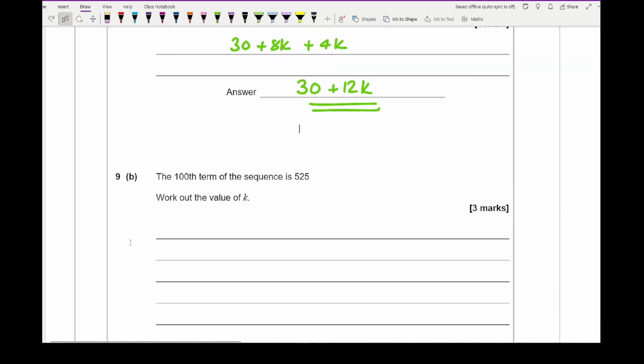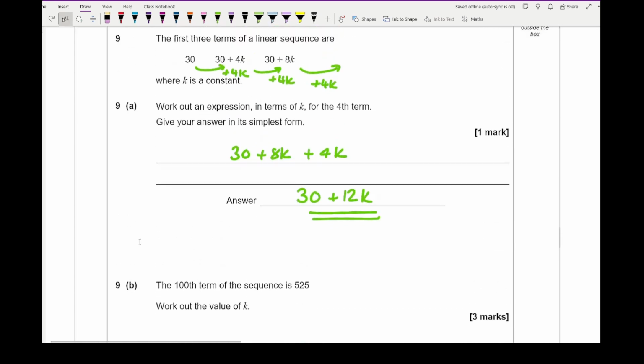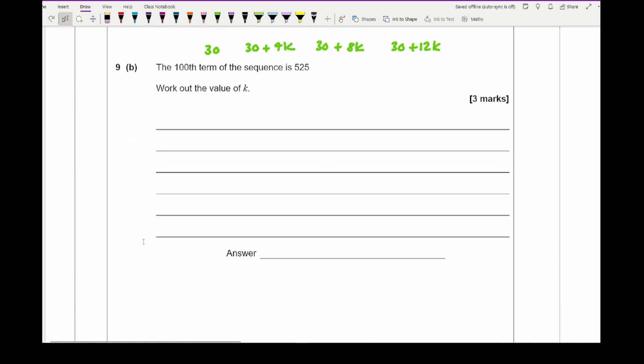Then moving on to question 9b, it says the 100th term of the sequence is 525. Work out the value of k. Well, for this, what we need to do is actually look at the sequence. So if I just write down what that sequence is, I've got 30, 30 plus 4k, 30 plus 8k, and 30 plus 12k. Just a little reminder. So what I need to do is find the nth term of this particular sequence.